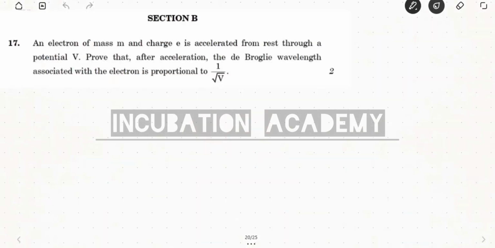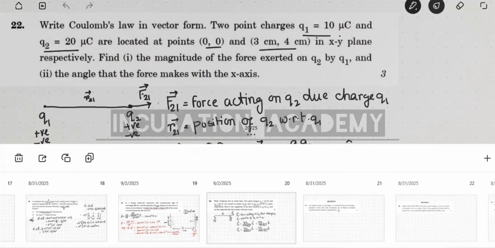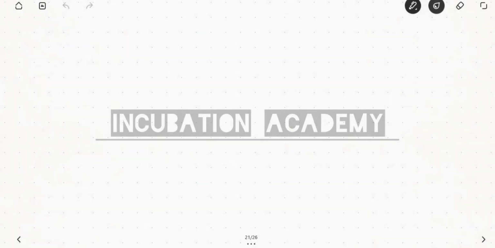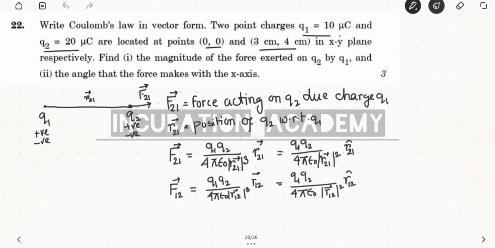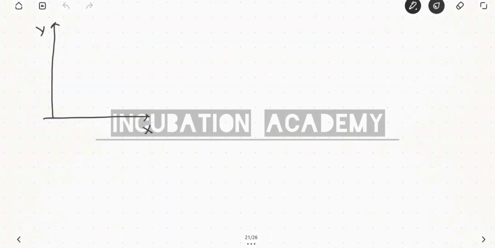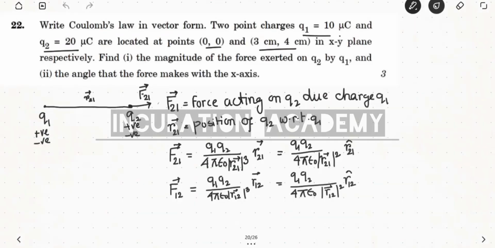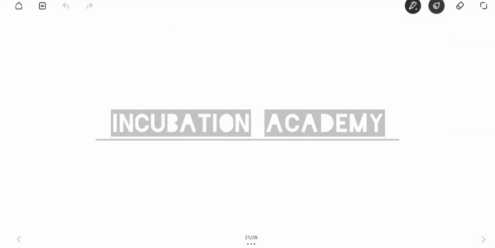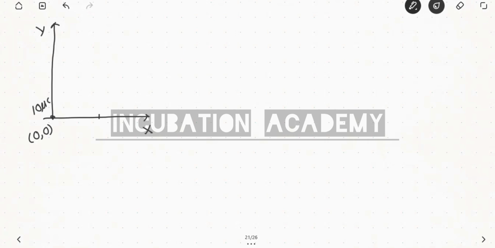So for that purpose, if I just draw, this is the x-axis and this is the y-axis, and at (0, 0) the 10 microcoulomb charge is placed. Here is the 10 microcoulomb charge placed at (0, 0), and the other one, the 20 microcoulomb charge, is placed at x equal to 3 and y equal to 4, let us say here.